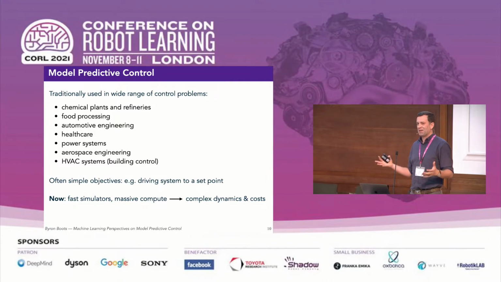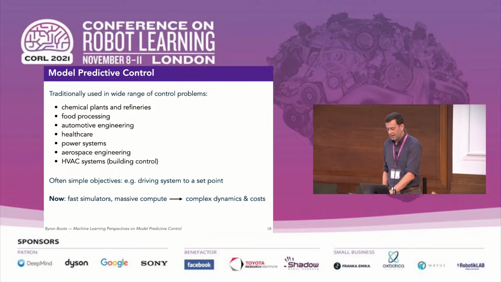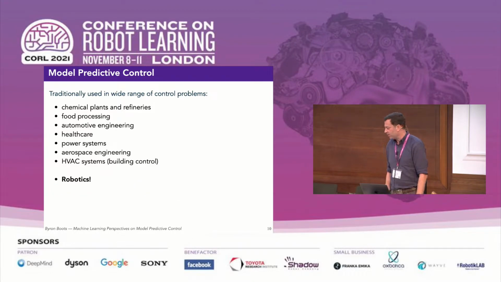But things have changed a little bit over time, right? This isn't the 70s or 80s anymore. We now have really fast simulators and massive amounts of compute, and we can solve all sorts of complicated problems with nonlinear dynamics and complex cost functions, and we can do it really fast. And this is one reason why it may be extremely useful for controlling robotic systems.